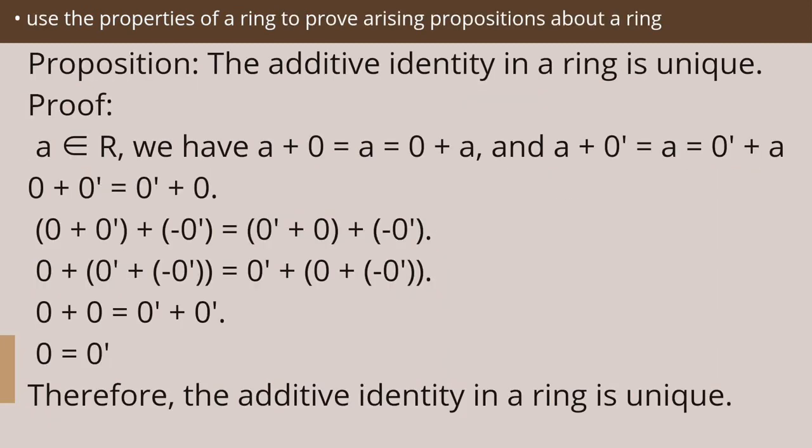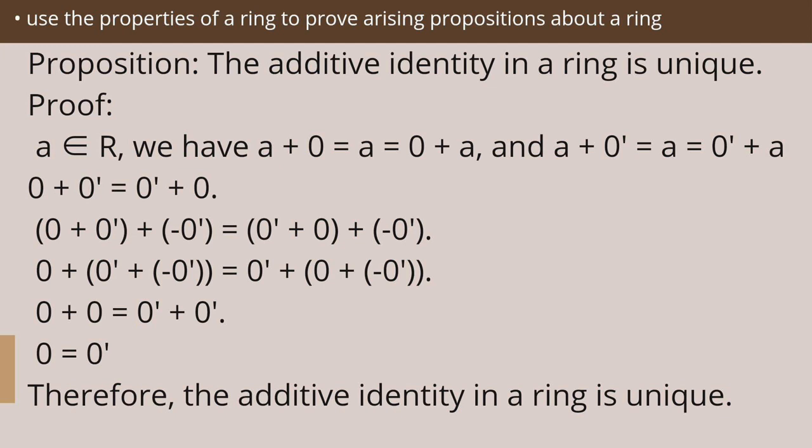Now for the last learning objective, which is to use the properties of a ring to prove arising propositions about a ring. The first proposition, the additive identity in a ring is unique. We have the proof: let 0 and 0' be two additive identity elements in the ring (R, +, ×). By definition, for any a belonging to R, we have a plus 0 equals a equals 0 plus a, and a plus 0' is equal to a is equal to 0' plus a.